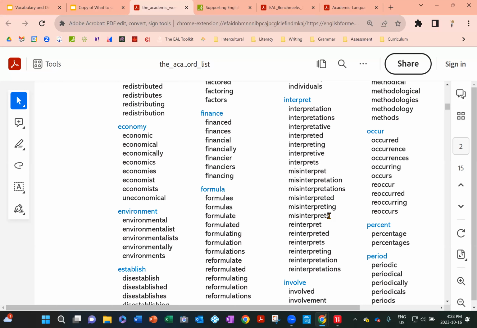So we need to be aware that students may not be understanding that word, that maybe they're not understanding how the word changes with the suffix or prefix, and also how that word can change.